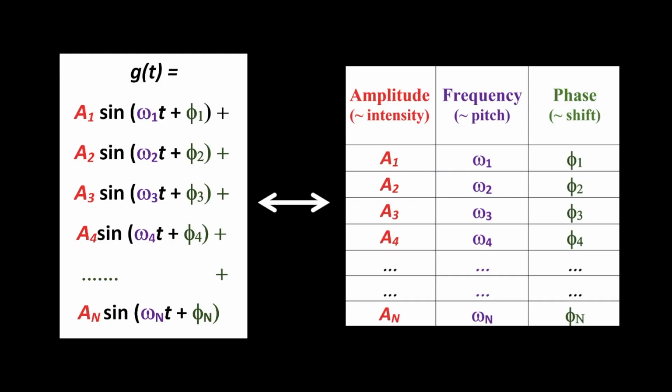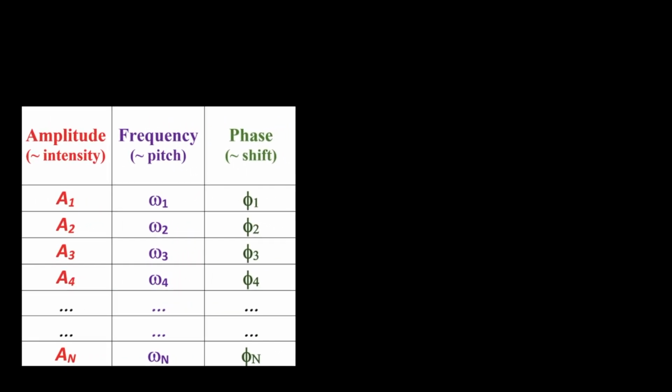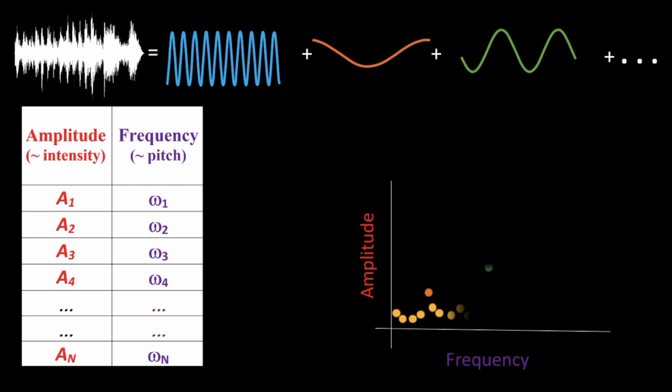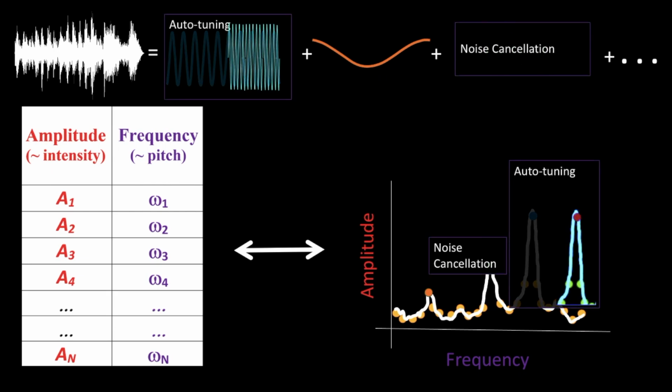Let's go back to the table we made to explore another application of the Fourier transform: music editing and auto-tuning. We use this when a singer sings off-key. We can plot the amplitude and the frequency values to create a graph, like this one. We have now plotted our waveform, which used to be a function of time, as a function of frequency. Now we can do things like noise cancellation or auto-tuning by removing or shifting certain frequencies.